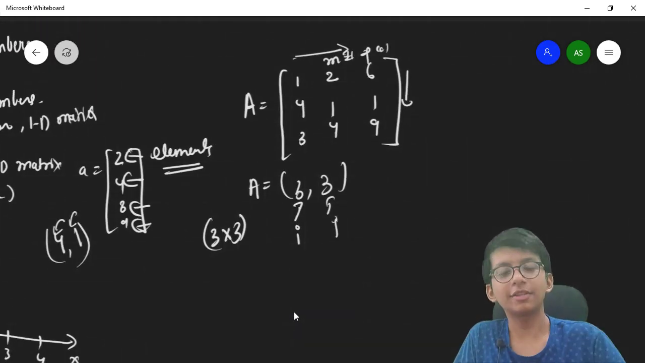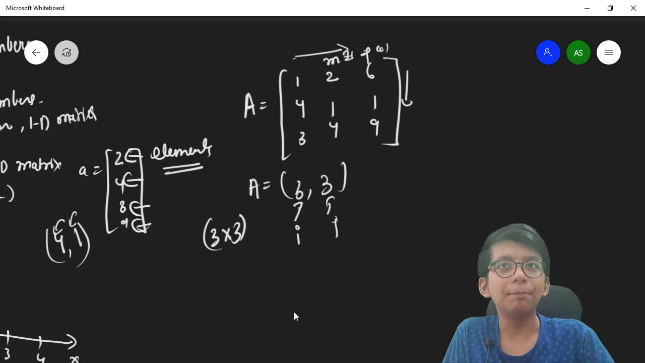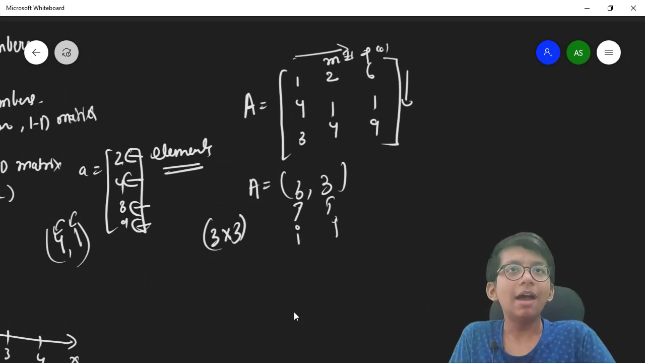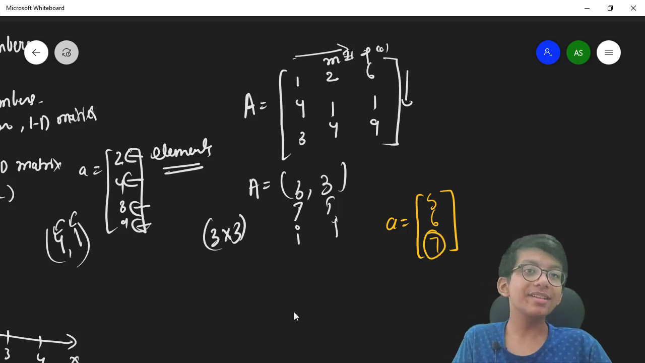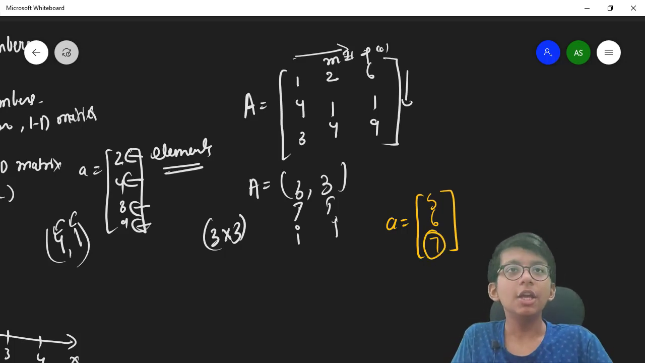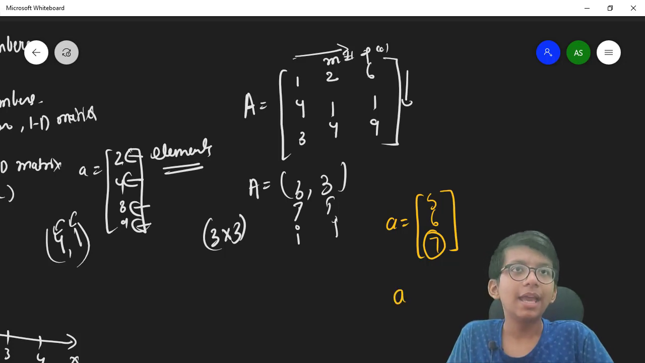It's also an important concept to learn about. For example, you have this vector A where we have some elements 5, 6, 7. You are told to assess 7. How do you assess 7? You will write A, and let's assume we start the index from 1, then 2, then 3.